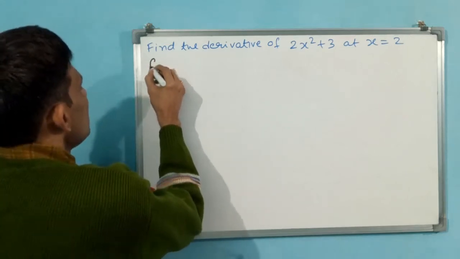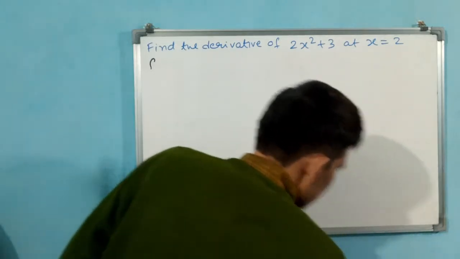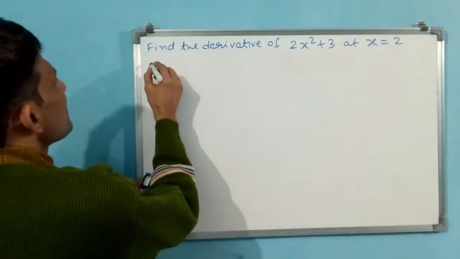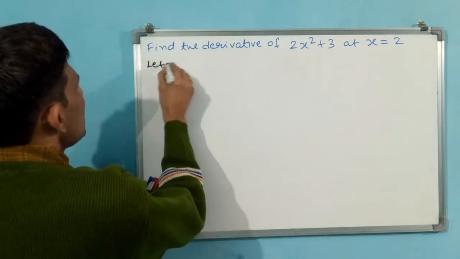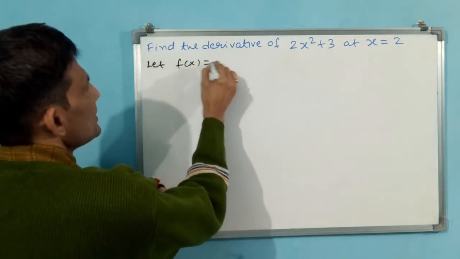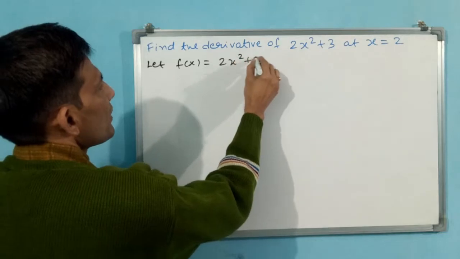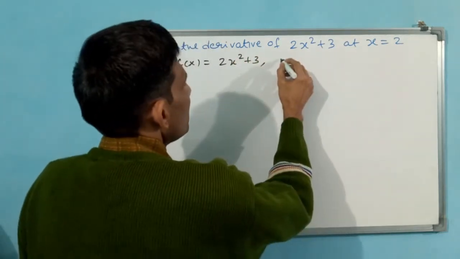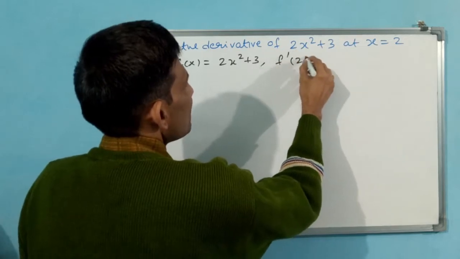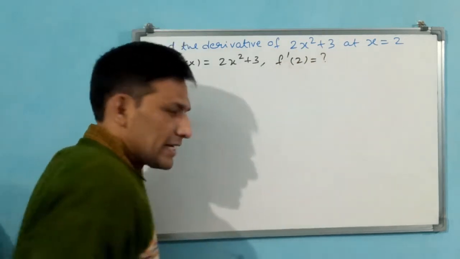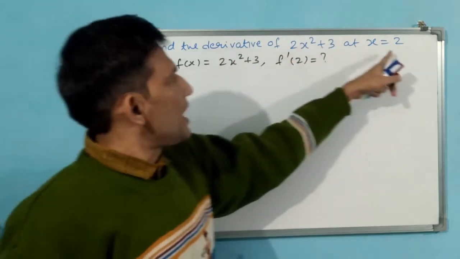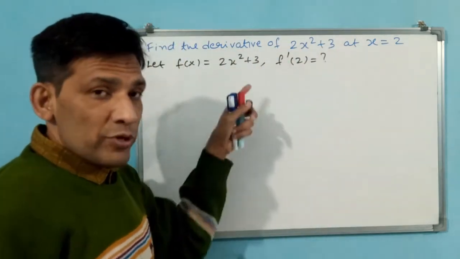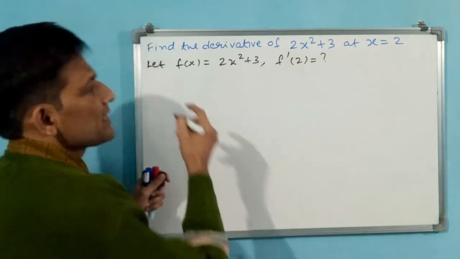Let f of x be whatever function they have given. Let f of x is equal to 2x square plus 3. This one I have taken. What are they asking? They are asking f dash 2. You understand? Derivative at x is equal to 2. f dash 2 they are asking, but we know the f dash x formula. First let us write f dash x.